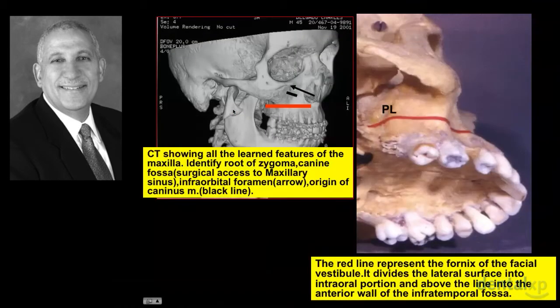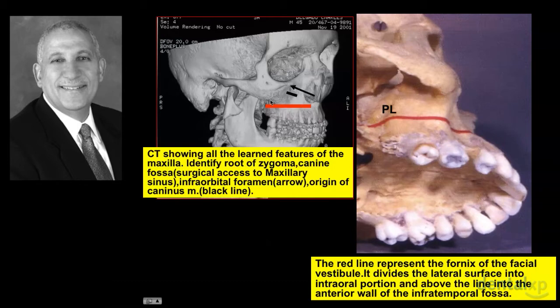So let's go now to the CT scan. This is a reconstructed image of a spiral CT, which is very high contrast. As you can see, the skull of the patient here, and I drew the line of the vestibule. Below that line, you're intraoral or submucosal. Above that line, you're subcutaneous.